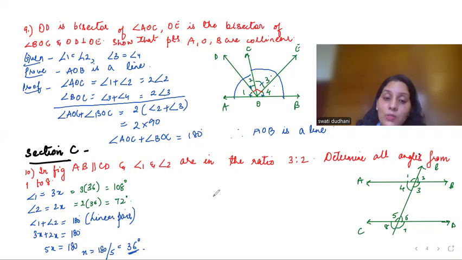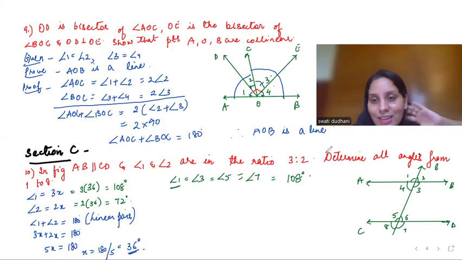So now let us find all the angles. We know that 1 and 3 are equal. 1 and 3 are vertically opposite angles. But 3 and 5 are also equal because they are alternate angles. So this is equal to 5. And now 5 and 7 are equal again because they are vertically opposite angles. So they are all equal to each other. Since we have found 1, all of them will be equal to 108 degrees. I hope this is clear.